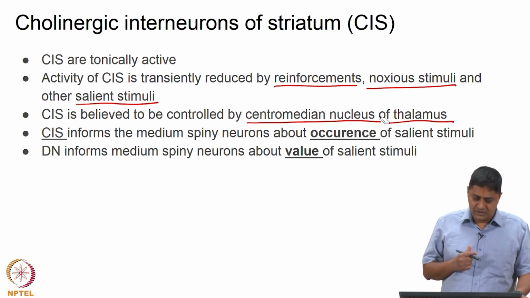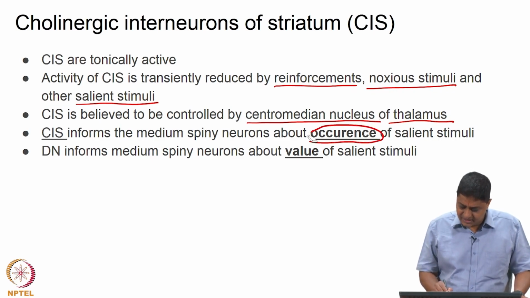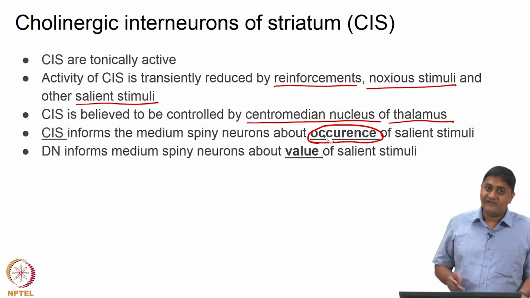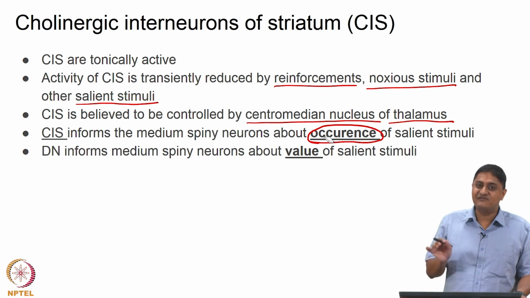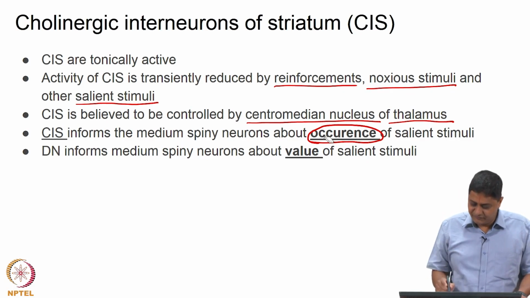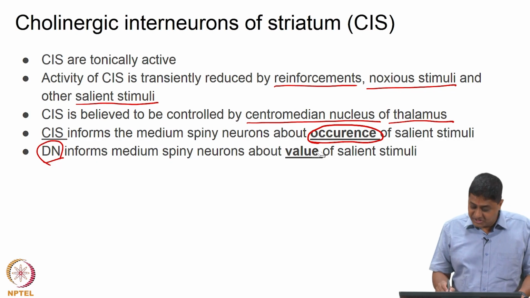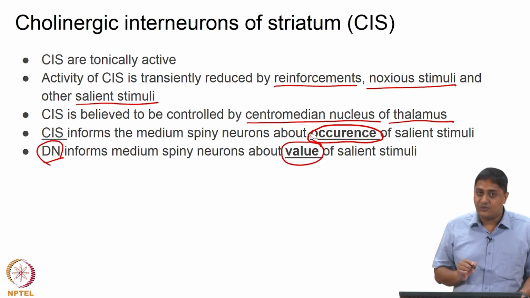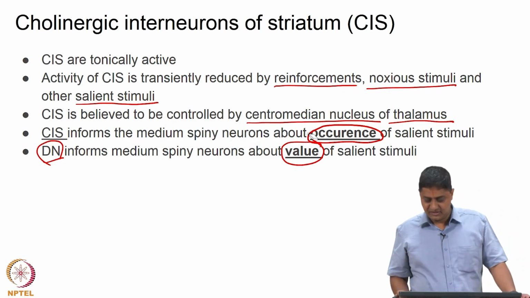Importantly, the cholinergic interneurons of the striatum inform about the occurrence of the salient stimuli, whether the salient stimulus happened or not and when it happened. This is informed by the cholinergic interneurons of the striatum. What is the value of the stimulus that happened is informed not by the cholinergic interneurons of the striatum, but rather by the dopaminergic neurons. So, the dopaminergic neurons encode the value and the cholinergic interneurons of the striatum encode the occurrence of the stimuli.